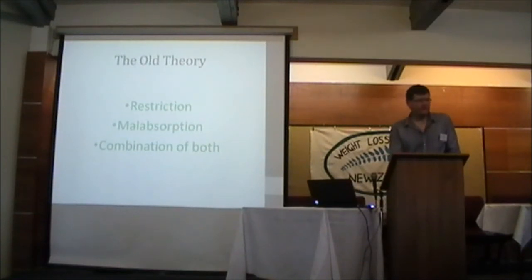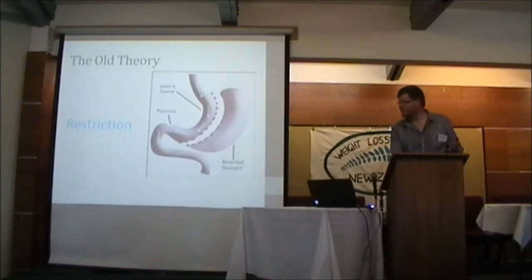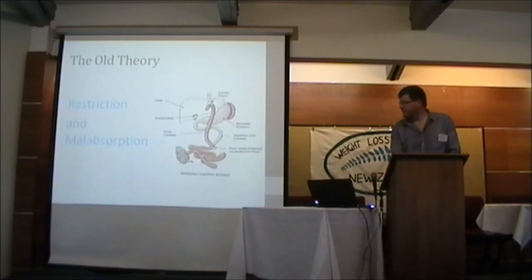So the old theory of how obesity surgery worked was restriction and malabsorption, nice and easy, nice and simple, or a combination of both. So restriction: a gastric band or a sleeve gastrectomy creates a tiny wee stomach, and when you eat you feel full because you've only got a tiny wee stomach, and it restricts food. The gastric bypass obviously is an intestinal rerouting procedure causing a degree of malabsorption through short circuit, and obviously there's the restrictive component as well.